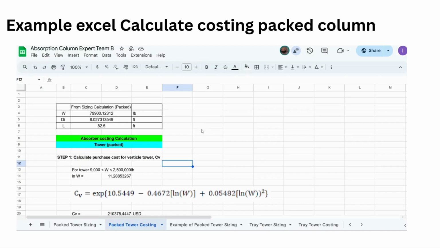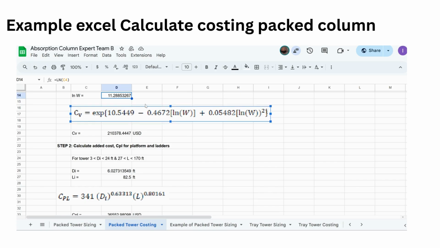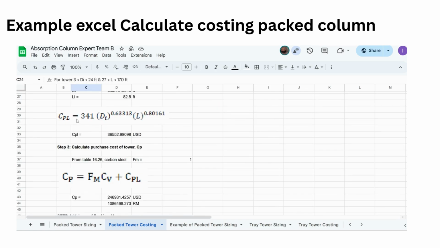Okay, now I will calculate the packed column costing in Excel, for which we first need to identify the weight, diameter, and height of the packed column tower. Firstly, we calculate the purchase cost. If it is under this range, we can take the logarithm of the weight, it becomes these equations, and then we substitute inside this equation to get the CV. Next, we calculate the cost CPL. If the diameter and the length are under this area, we can proceed to calculate the CPL by substituting into this equation and getting the answer.